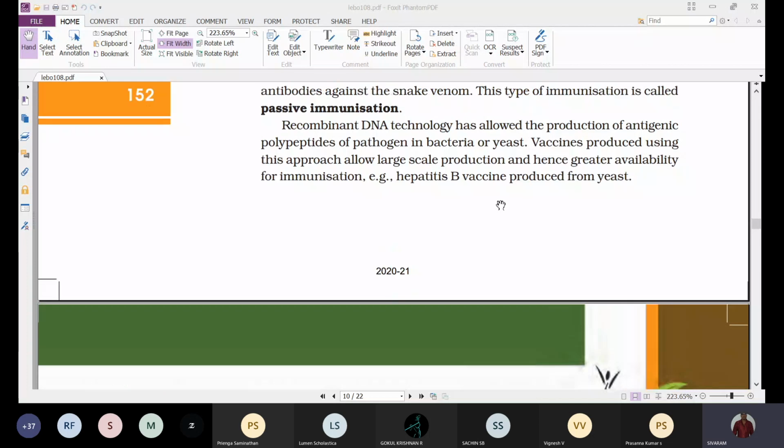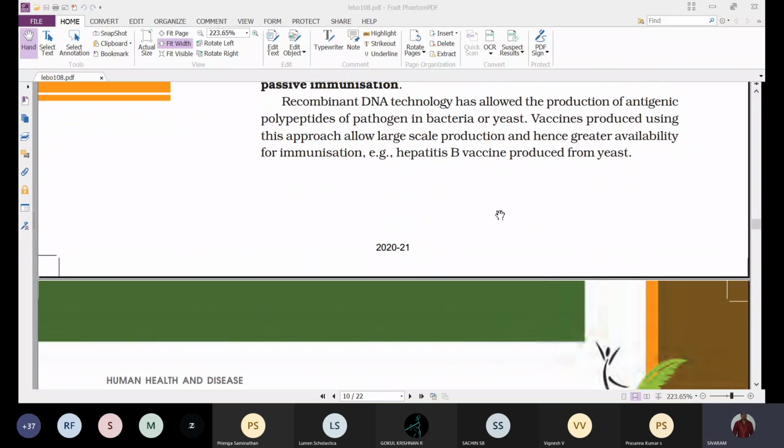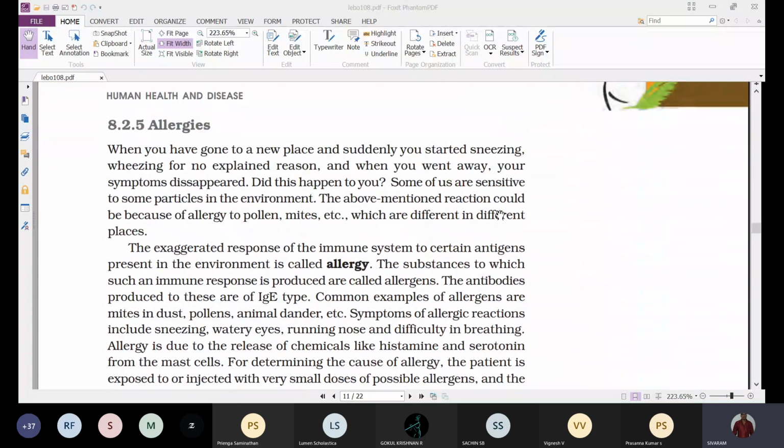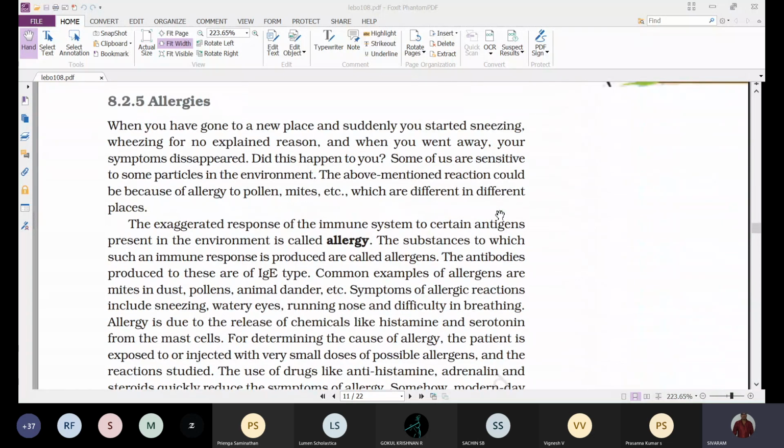We'll also discuss some more related to this recombinant DNA technology while we are discussing biotechnology in the 11th and 12th chapter. Then you'll understand better. That is about this vaccination and immunization. Is anybody having any doubt? No, sir.